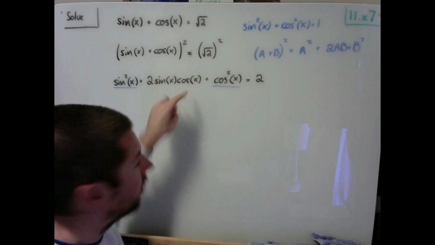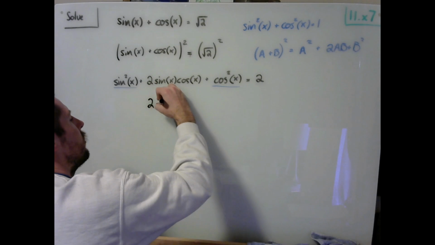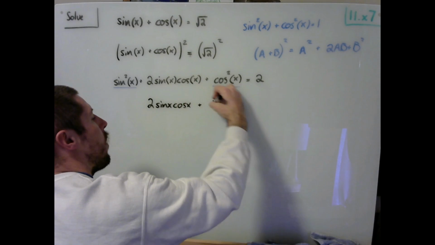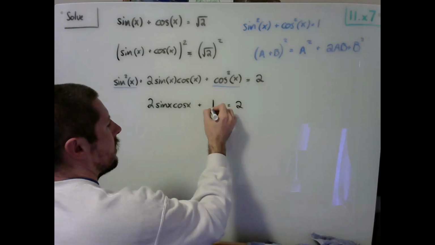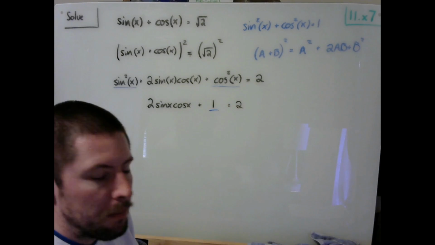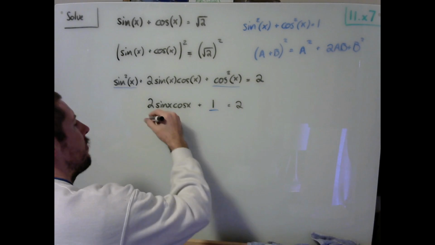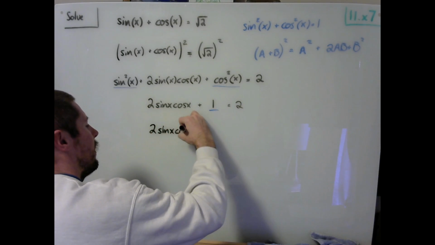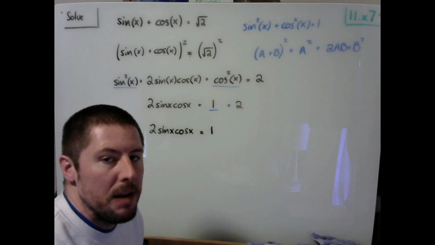And so, with our cross product term remaining, I have 2 sine x cosine x plus 1 equals 2, where this 1 is the sine squared plus cosine squared. From here, I'm going to go ahead and subtract 1 from both sides. And now we're in maybe a little bit better shape for solving.